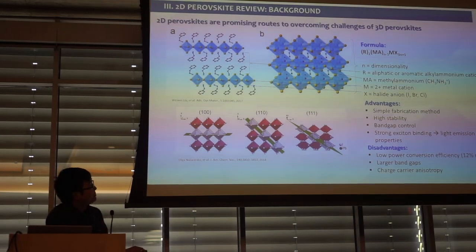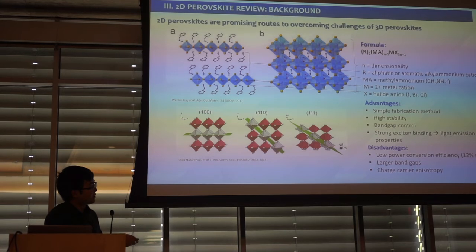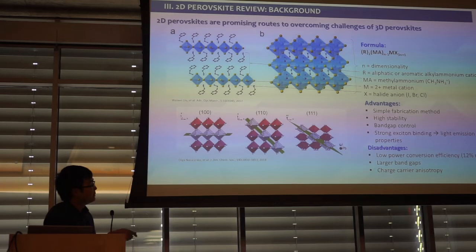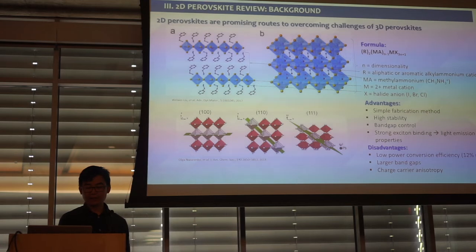And so the advantages, why people are interested in these 2D perovskites, is that the synthesis approach is very simple. For most cases, you can just use a simple one-step fabrication approach to get very smooth, uniform thin films. They also have much higher stability compared to the 3D perovskites. We also see that it's very easy to control the band gap just by controlling the dimensionality. And we also find that there's a much stronger exciton binding energy, which leads to very interesting light emission properties.